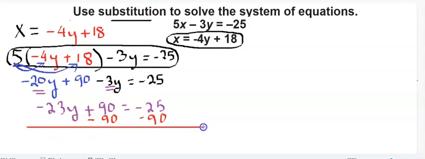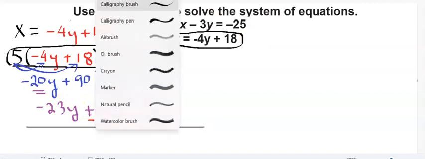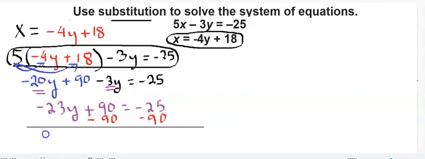All right, hang in there. We're almost done. We're going to bring down the negative 23y, equal, well, 90 minus 90 is gone. It cancels out and becomes 0. And negative 25 minus 90 gives me negative 115.